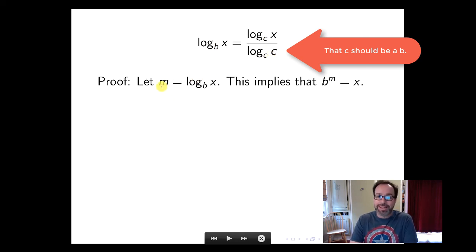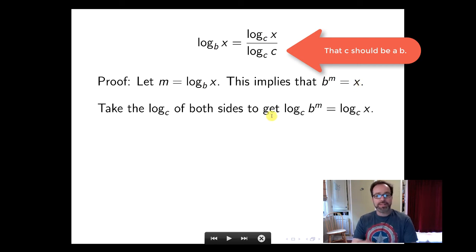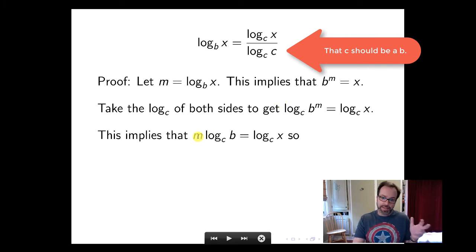So I'm going to start by letting m equal the log base b of x. And then, similar to what we had been doing before, that says b to the m is equal to x. And then I'm going to take the log base c of both sides of this equation. So I get the log base c of b to the m is equal to the log base c of x. In one of the previous proofs, we proved that if you've got a log of something raised to a power, we can move the power in front of the logarithm. And so if I do that, I get m times the log base c of b is equal to the log base c of x.